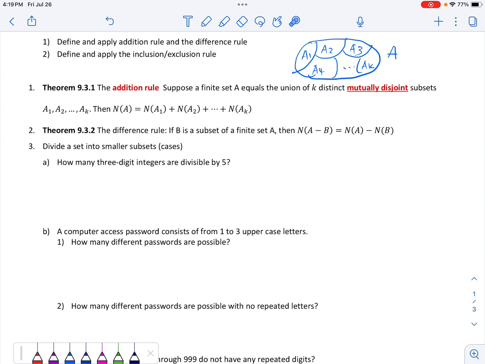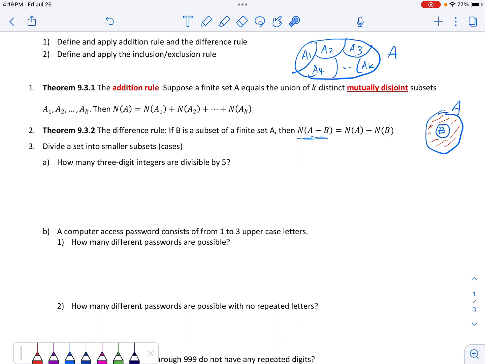The second theorem, which is also very intuitive, is called the difference rule. If B is a subset of a finite set A, let's visualize it. You have a finite set A, and B is a subset, so here's the B. Then the number of elements in A minus B, that means the elements in A but not in B, basically just this part, how do we count it? It's the number of elements in A minus the number of elements in B. Very intuitive, right?